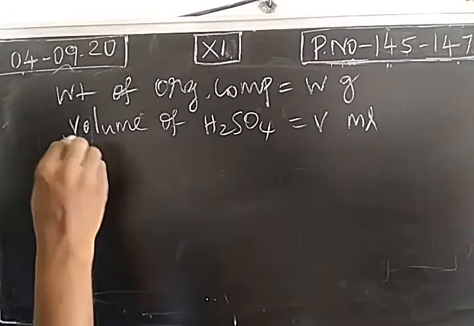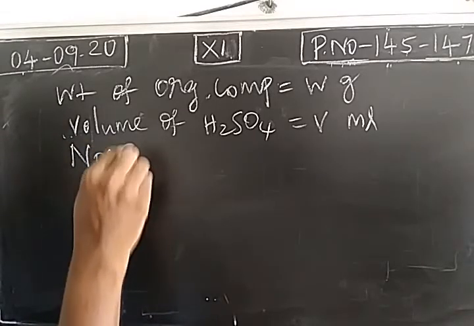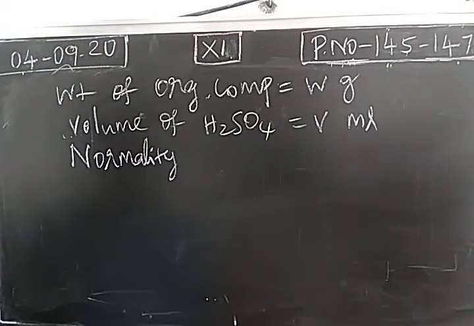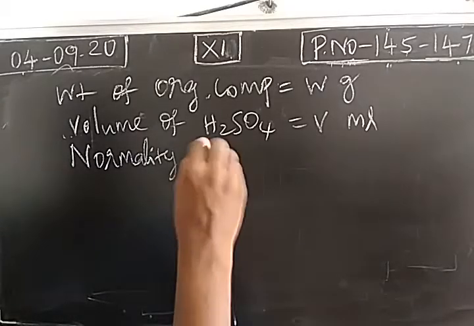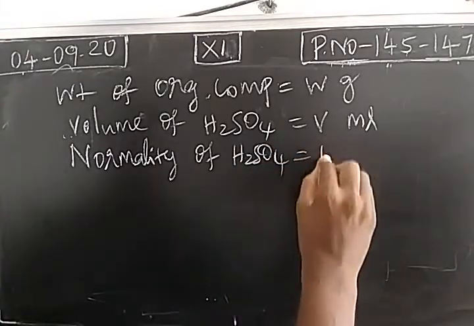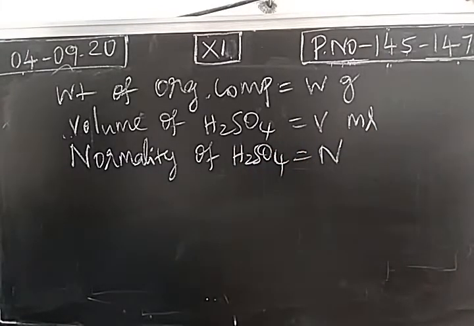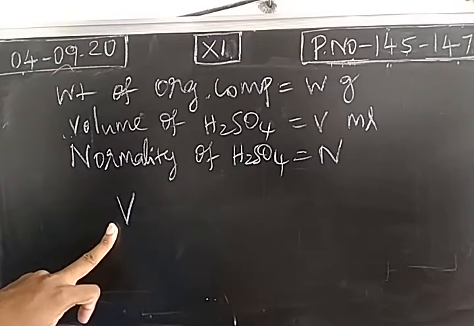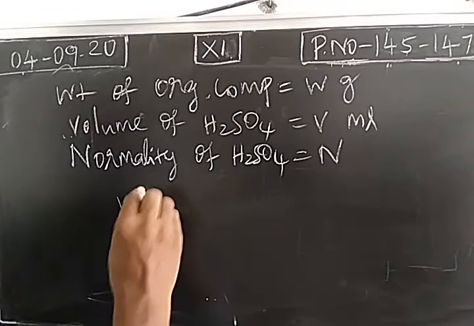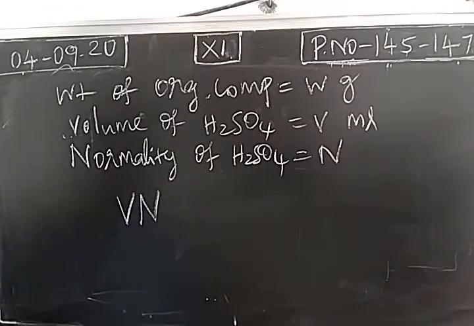Then what about the strength of sulfuric acid? Concentration is denoted in terms of normality. Normality is one of the concentration terms. So normality of sulfuric acid is taken as N. Okay. So what is V? Volume of sulfuric acid consumed by ammonia to form ammonium sulfate, and its normality is denoted as VN.